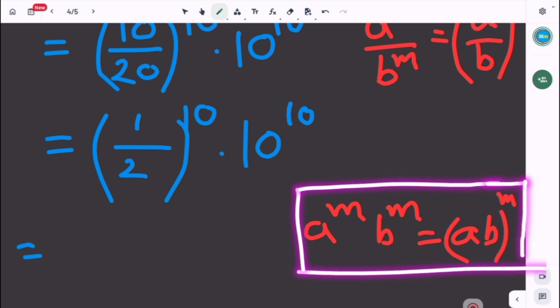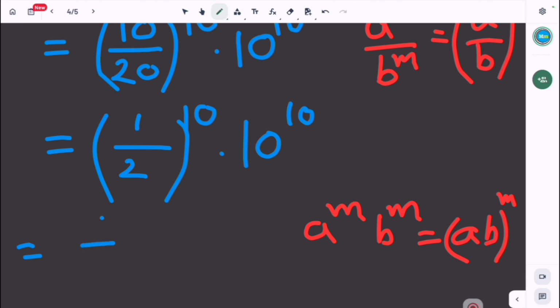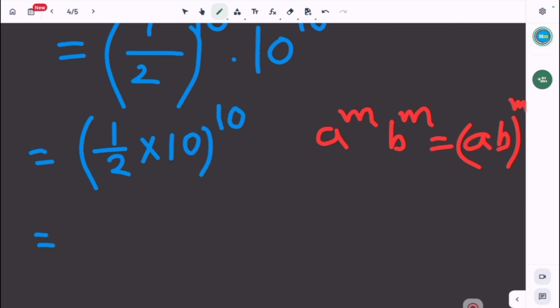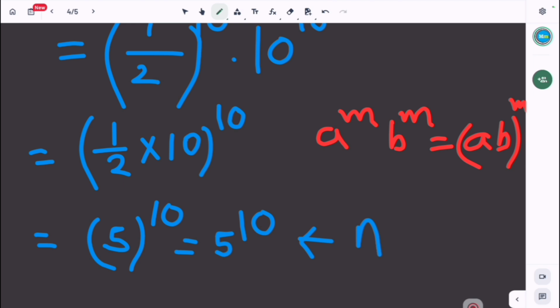From this formula we can write that 1 by 2 into 10 whole to the power 10 equals to 1 by 2 into 10 becomes 5. So 5 to the power 10 equals to 5 to the power 10. This is the answer, guys.